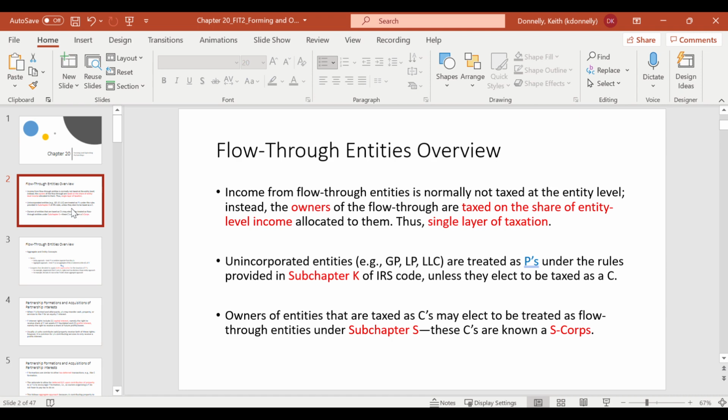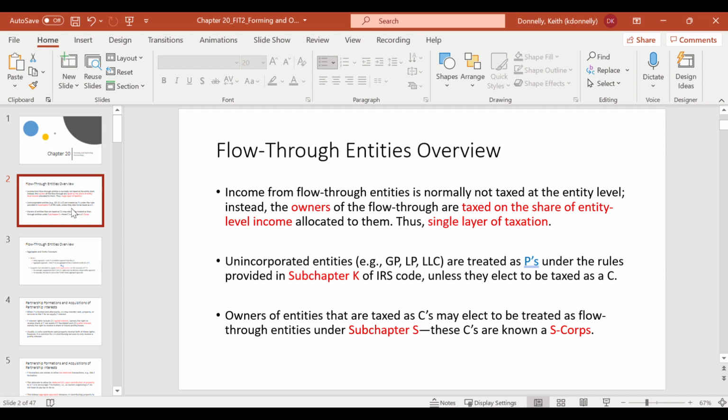In distinction, we said with corporations, there's two layers of tax, right? When the corporation makes money, it itself as an entity has to pay tax on that. And then when it pushes out its earnings as distributions, the shareholder then has to pay tax on that. So there's two layers of taxation there.